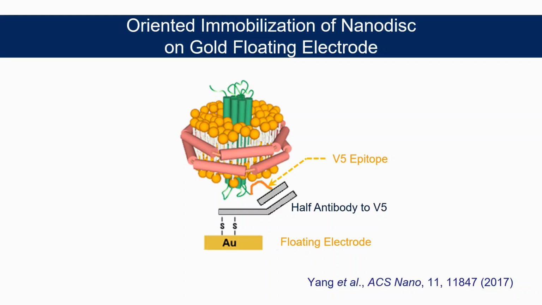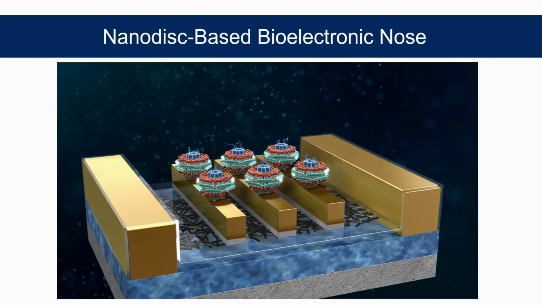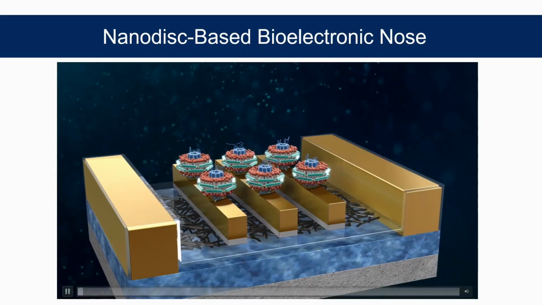Then this antibody specifically binds with the V5 epitope. It is expressed at the C-terminal end of the receptor. Then this antibody binds with this gold floating electrode by this sulfide bond. Then finally, this nanodisk will be immobilized on the sensor platform with a correct orientation. So I'm going to show a short movie for this nanodisk-based bioelectronic nose.